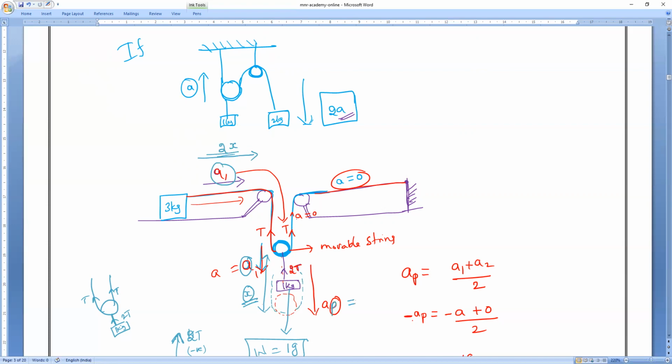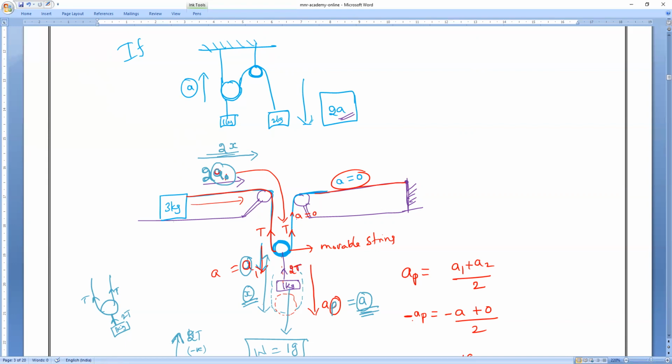Now, if I consider the pulley acceleration, let me consider AP is equal to A. Then what about the acceleration of the 3 kg body? Not A, it will become 2A, since the pulley is moving with acceleration A. So the acceleration of this body is 2A. Yes or no, guys?